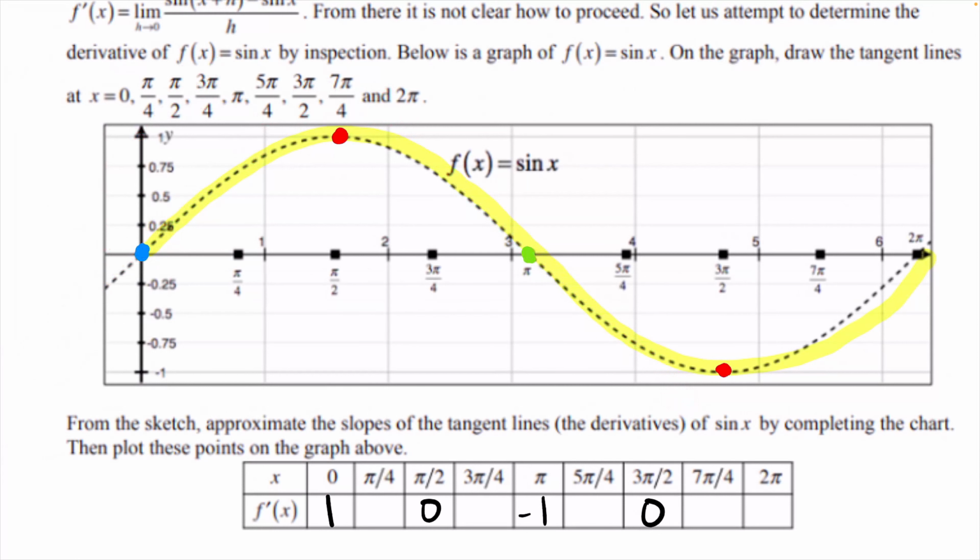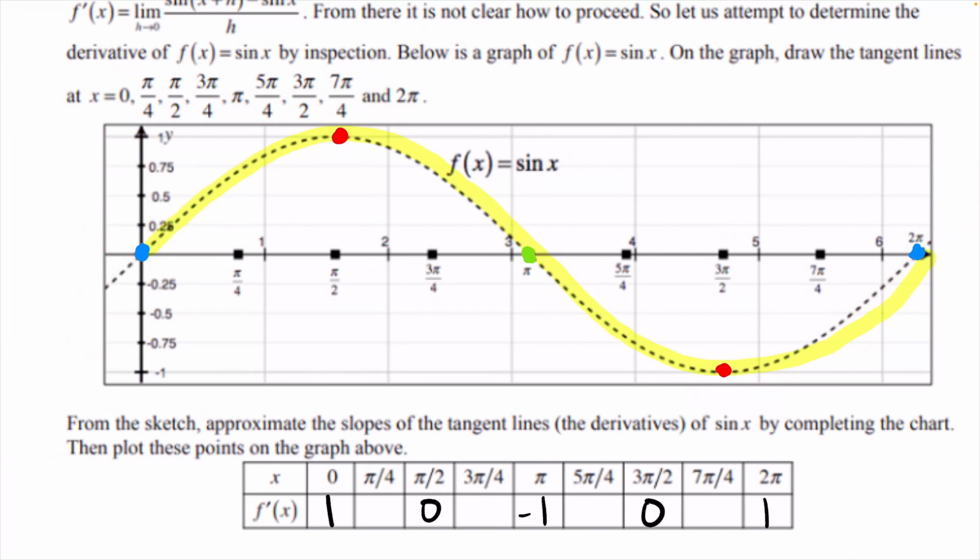2 pi, yep, right at the end. At 2 pi, I would have the same slope that I did at the beginning. So let's put that in here. We're not going to fill out all of these boxes, but we're going to fill out enough so that I can see the picture.